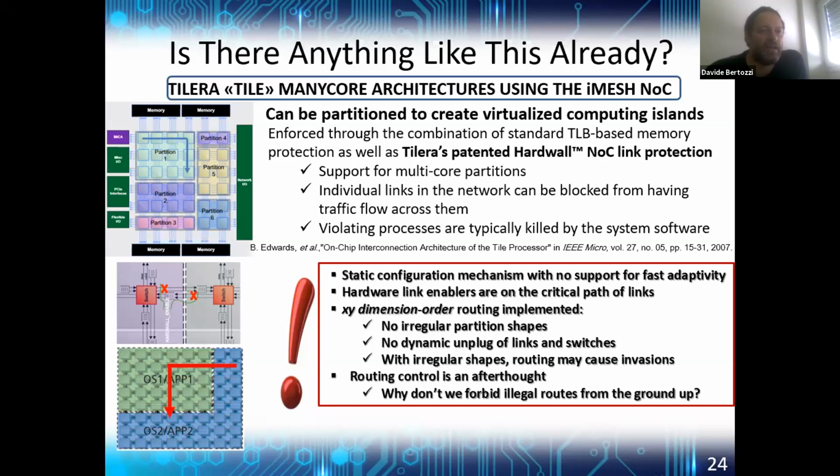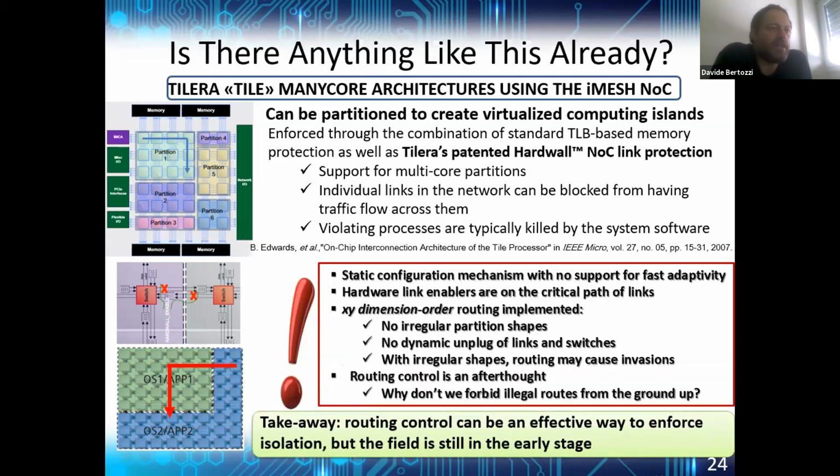Another critique that we can have with respect to this hardware solution is that they handle violating processes as an afterthought and not from the ground up. That is, they do not prevent illegal routes from the ground up. So clearly, it's possible to integrate control for violating processes deeper into the routing mechanism of the network on chip.